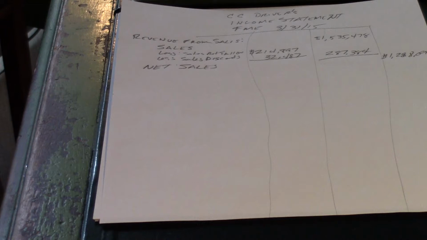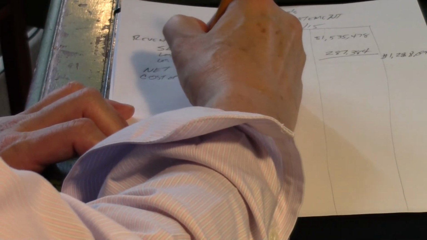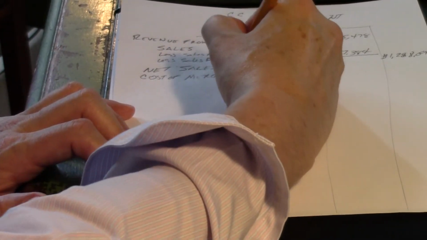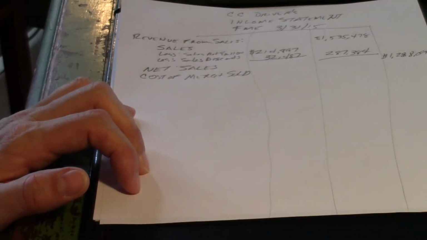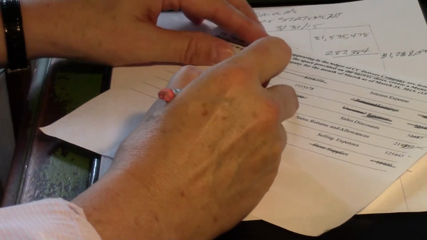Great. Now the next thing we're going to do is take out cost of merchandise sold, because this is a merchandising business. Cost of merchandise sold is super important, right? We want to track that separately as a special expense. Cost of merchandise sold. So that is $734,567.